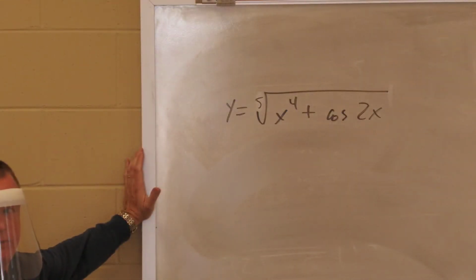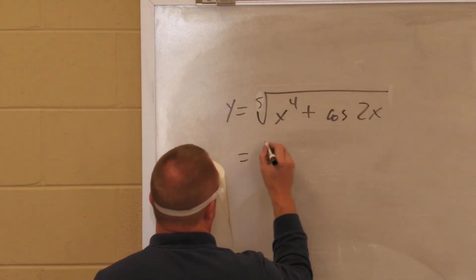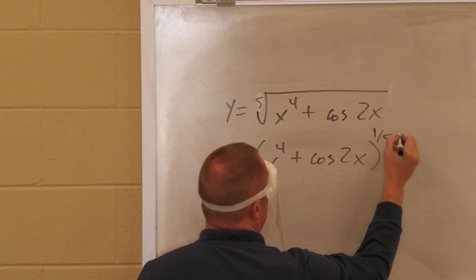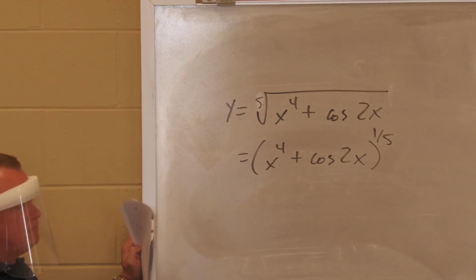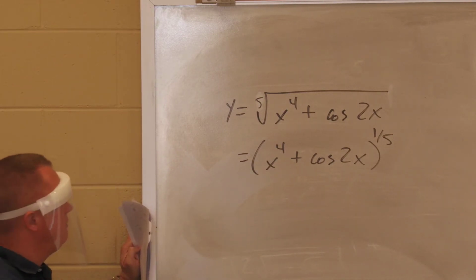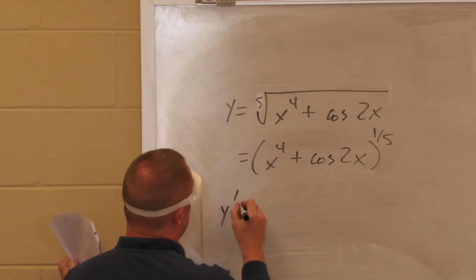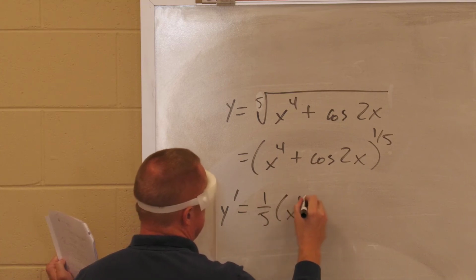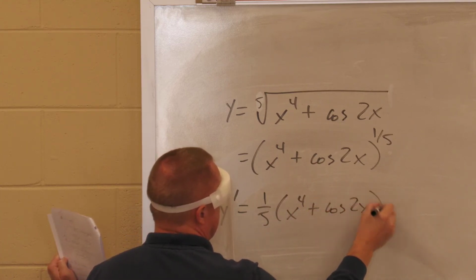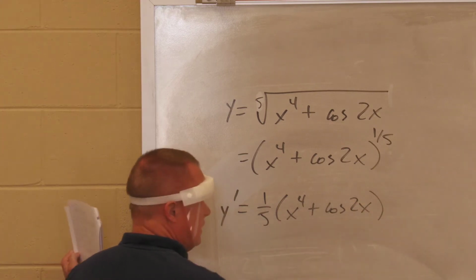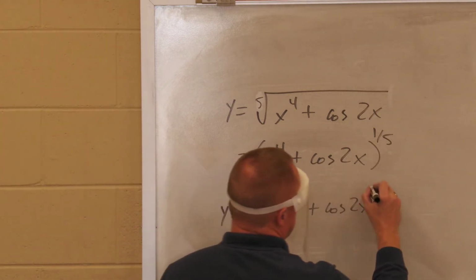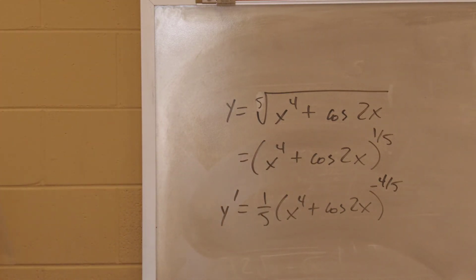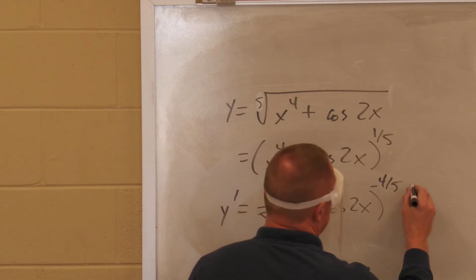That will be that 1/5 power, right? So let's write it with a 1/5 power. Okay. The derivative then will be, first thing, take care of that 1/5 power. So multiply by 1/5. Subtract 1 from the exponent, so 1/5 minus 1. Negative 4/5, okay? Then times the derivative of the inside, okay?